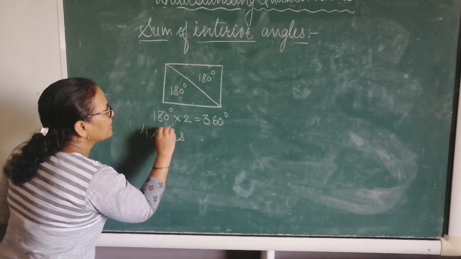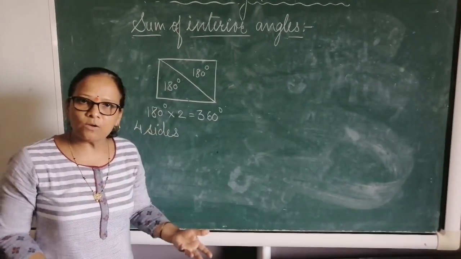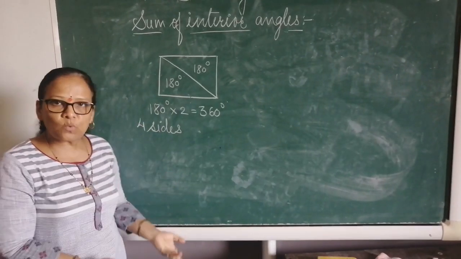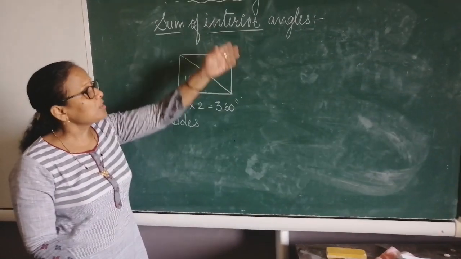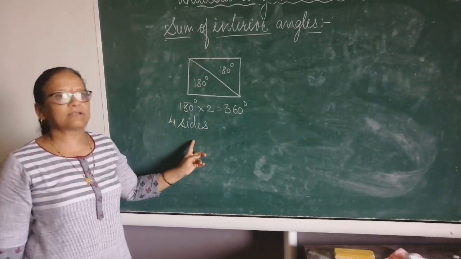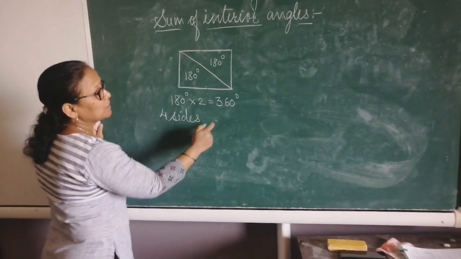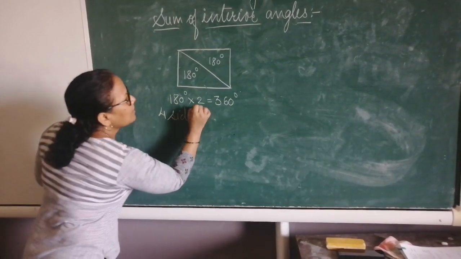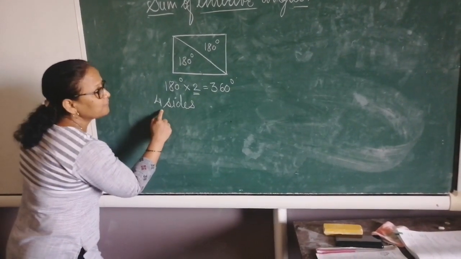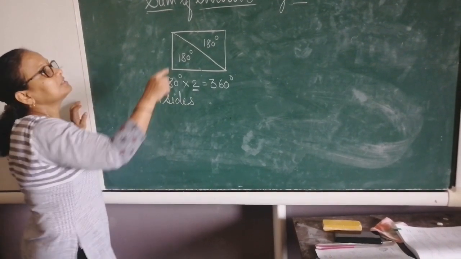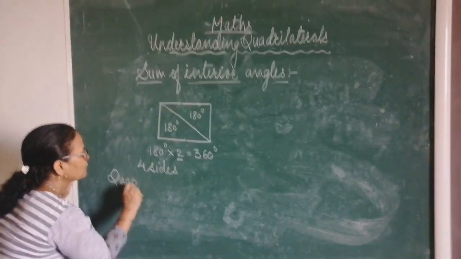In any quadrilateral, even though here I have given the rectangle, you can take a parallelogram, a square, or a rhombus. So for all quadrilaterals, the sum of the interior angles is 360. A quadrilateral has four sides. To make it clear, see here how many triangles form? Two triangles form.